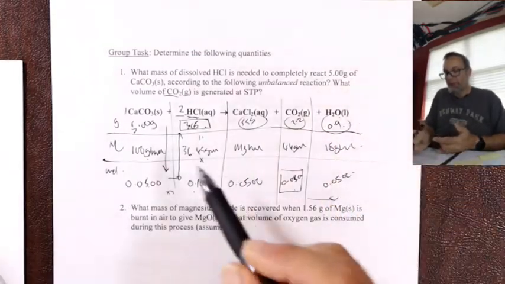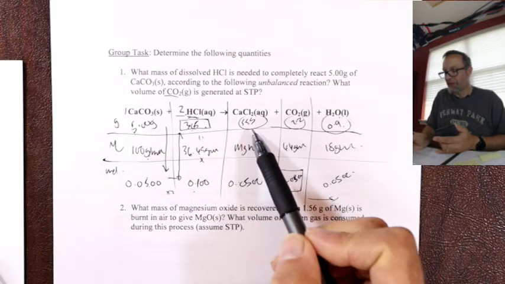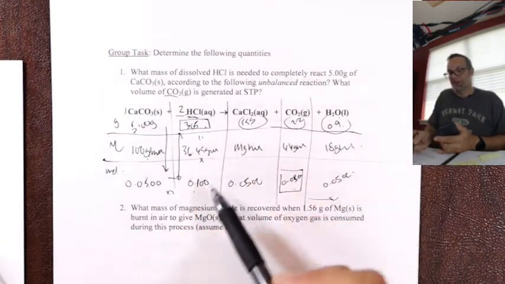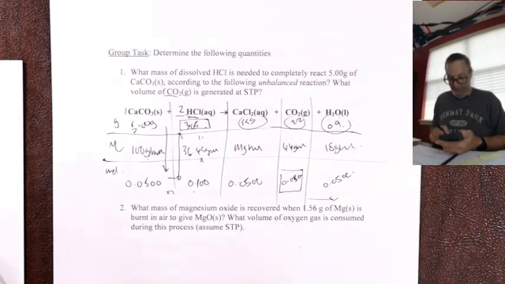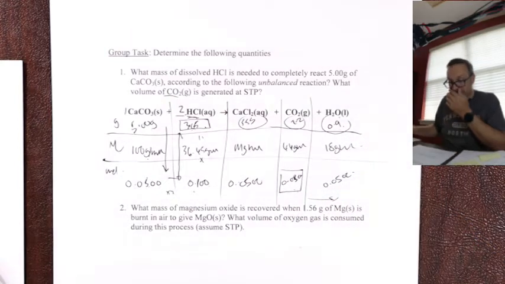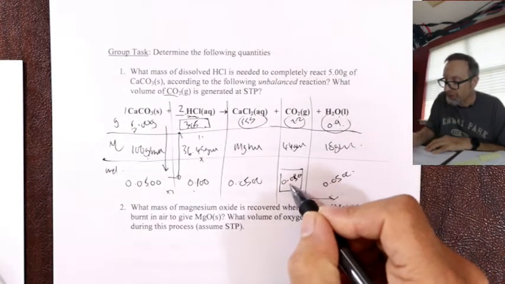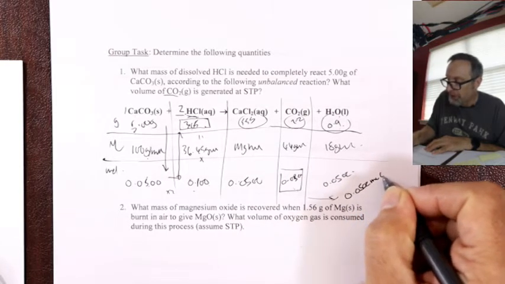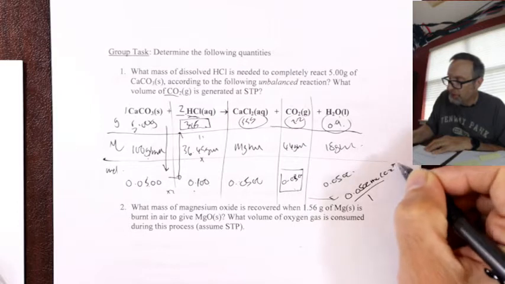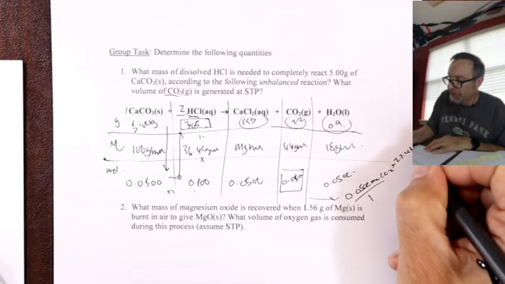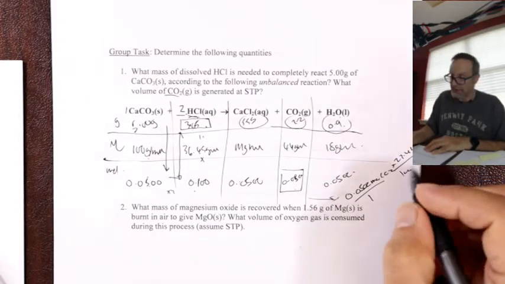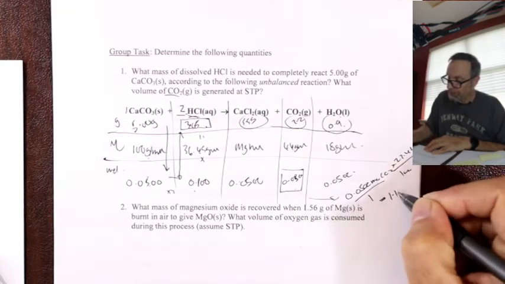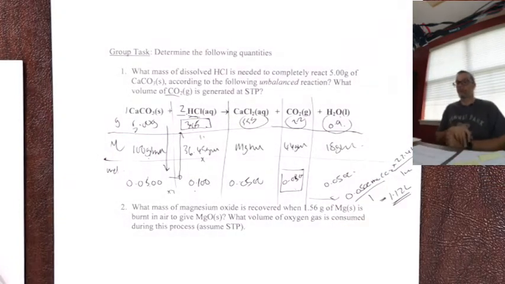So 5 and 3 is 8, 5, 6, 7, 8. So the mass of the reactants equals the mass of products. It's a consistent chart. Now that quick thing on the side, we've got 0.05 mole of CO2 times 22.4 liters per 1 mole. What do we get there? 1.12 liters.